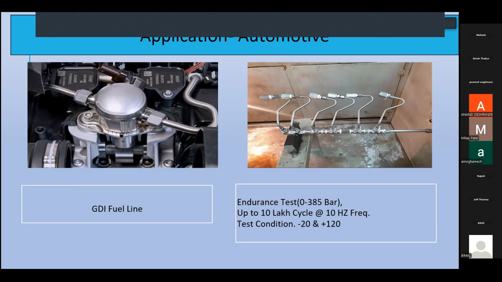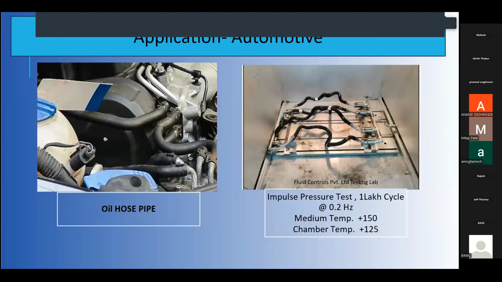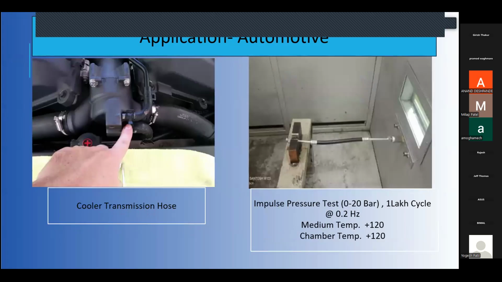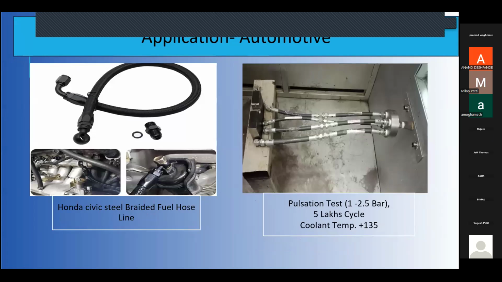This is specifically an oil hose pipe. You can see before actual fitment onto the oil pump, this complete set of hoses is being tested on the rig. This is a cooler transmission hose, which needs a certain criteria of maximum temperature, so we tested it. This is particularly a Honda Civic steel braided fuel hose, with standard attachments by which we attach those connectors through a manifold, and then it is being tested.